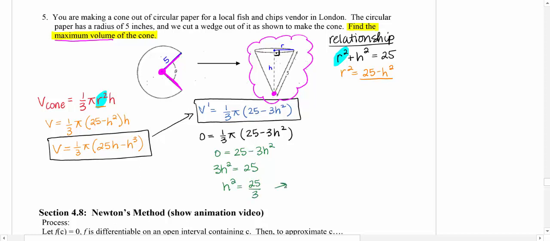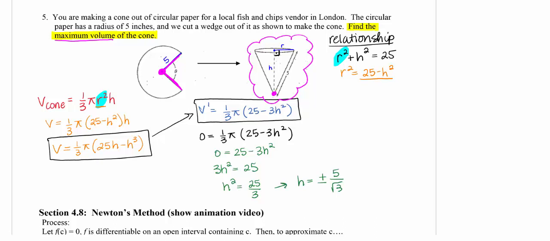And take the square root. So technically, h is plus or minus 5 over square root of 3, since the square root of 25 is 5. You can leave it as square root of 25/3 if that's easier for you. Now, I really think it's going to be the positive 5 over square root of 3, because again, we're talking about a physical height of a cone that we're trying to make. But I would absolutely suggest testing that.